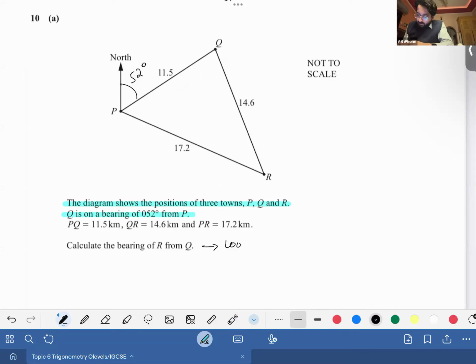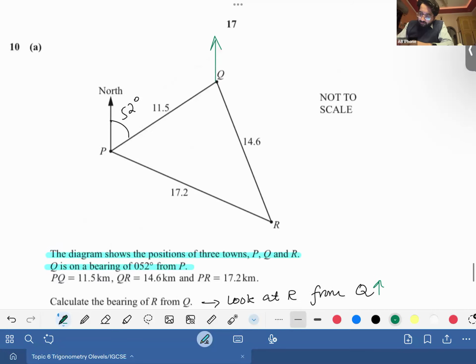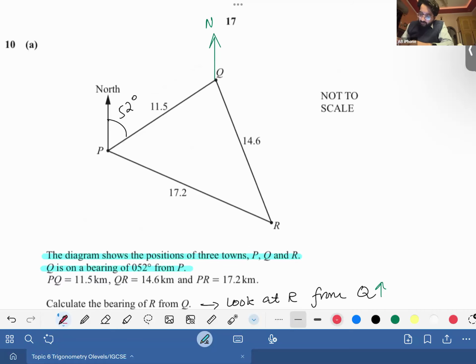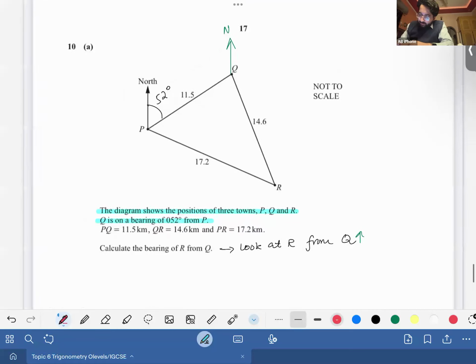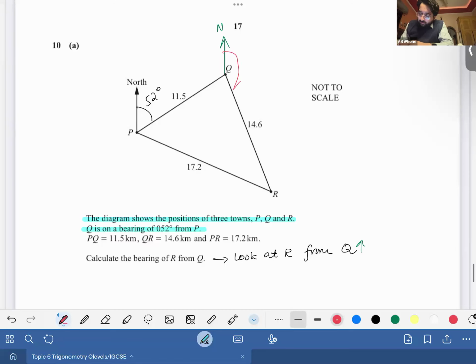It means that we look at R from Q. So draw north at Q. That is my north. Bearing is a clockwise angle and I have to look at R. So I need this angle. Now Ramin, we know this angle can be found by subtracting 180 minus 52. Agree or not? Yes sir, 180 minus 52 is 128.